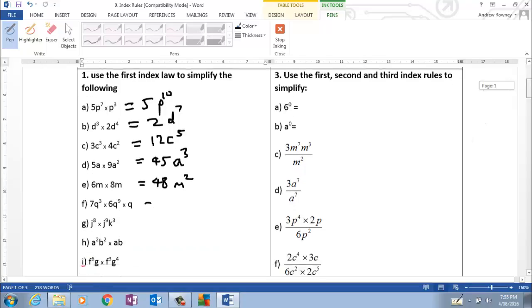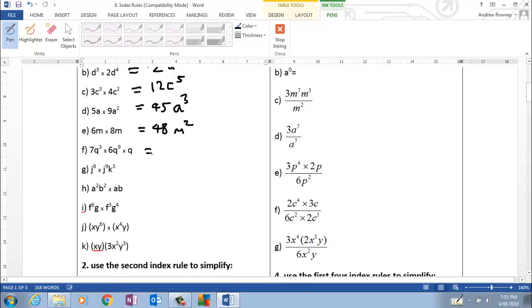This one here, 7 6s are 42, and we've got q appearing in 3 places. We just add them all. 3 plus 9 is 12, plus another one is 13, so it's q^13. This one here, the j's, do the j's separately, so that's j^17, and we've got the k cubed sitting there by itself.